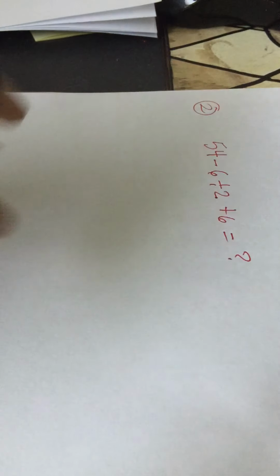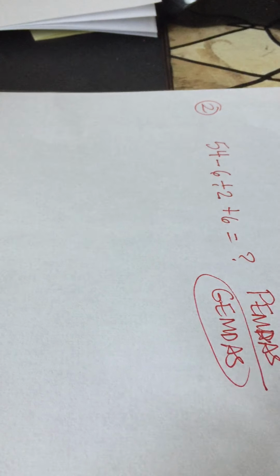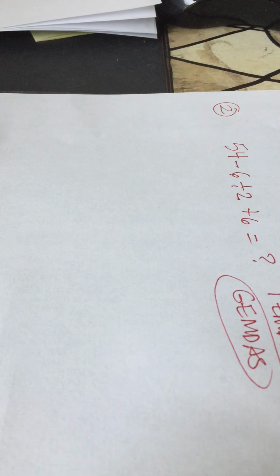The problem is 54 minus 6 divided by 2 plus 6. And what does it equal? So you need to know either what I call PEMDAS, what you may call PEMDAS, but I also call it GEMDAS. And that the G stands for grouping symbols.